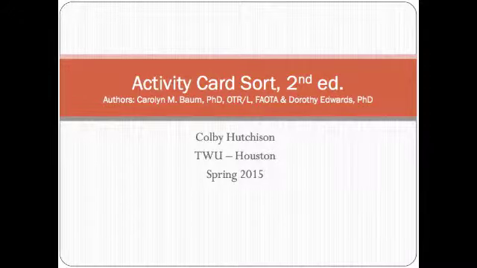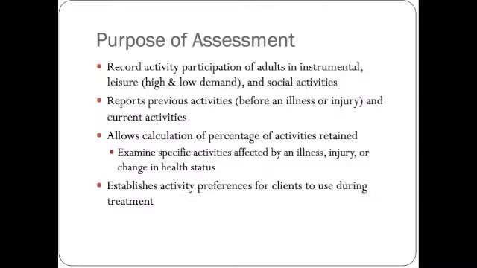Today I will be demonstrating how to administer the activity card sort. The purpose of the activity card sort is to measure activity participation of adults in instrumental, high and low demand leisure and social activities. The assessment reports both previous activities that the individual participated in before an illness or injury and activities that the individual currently participates in. This allows the calculation of the percentage of activities retained and allows you to see how an illness, injury, or change in health status may have affected the participant's activity participation.